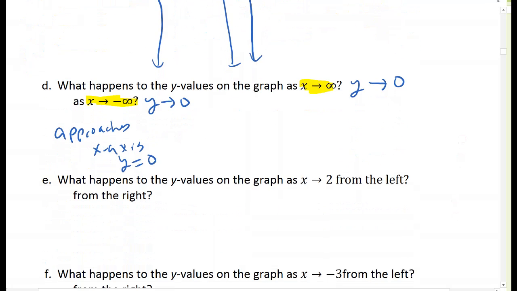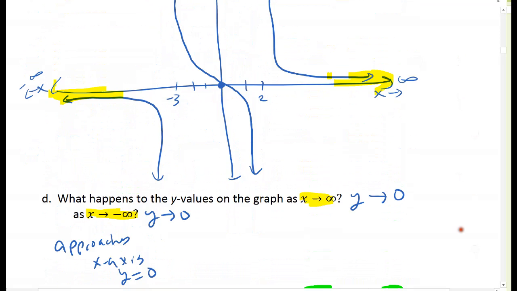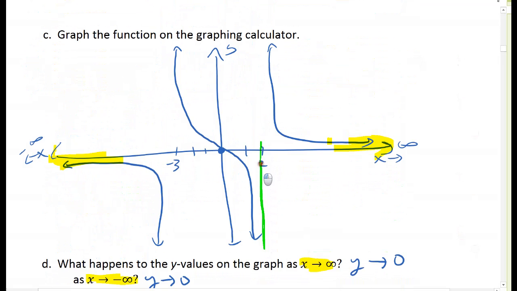All right, what's happening during my break? So remember, I've got one break at 2, and we want to know what's happening to the right and the left. Positive 2 is here. This is my positive 2. What's happening to the left of 2 and the right of 2?